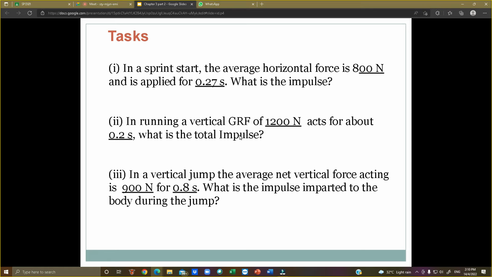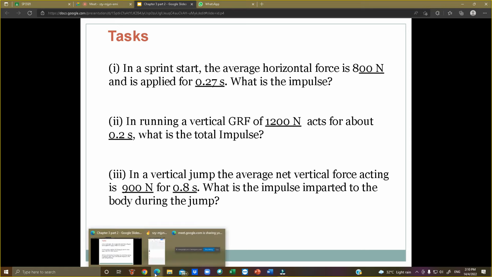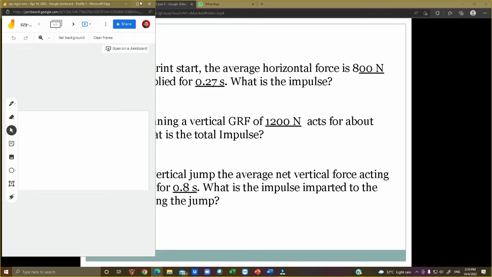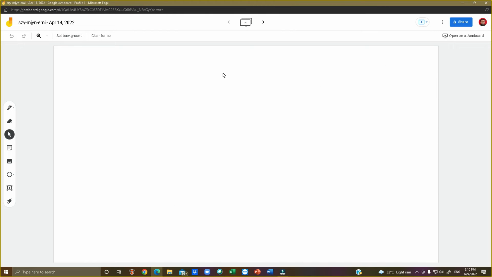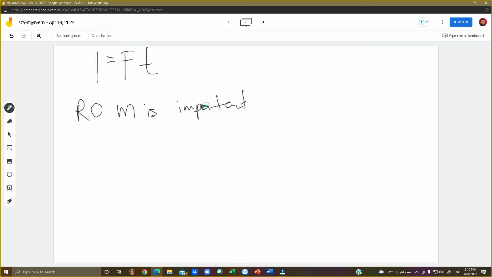Okay, here these three equations are actually quite straightforward, but the thing that I want to show you here is that based on the equation of impulse, we can prove that range of motion is important. Ni kita boleh provekan benda ni. Okay, for example, let's take two golfers.